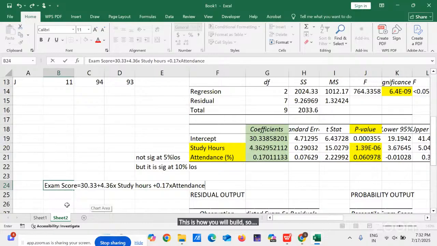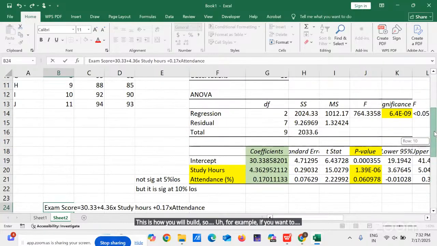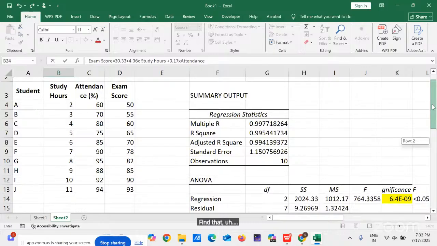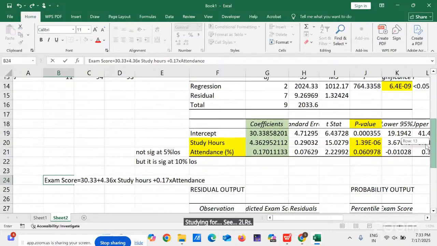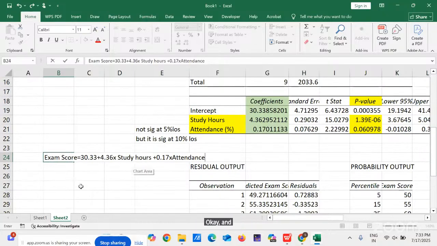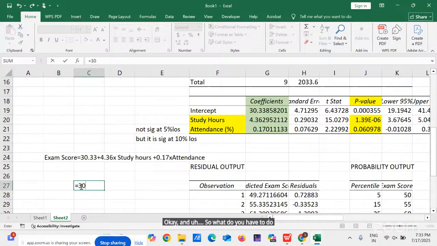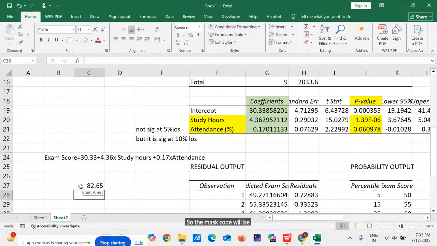So, for example, if you want to find out, if a student is studying for say 12 hours, okay, what you have to do is 30.33 plus 4.36 into 12 hours. So the marks scored will be 82 with 0% attendance. Okay, 0% attendance, but he has studied for 12 hours with the notes.